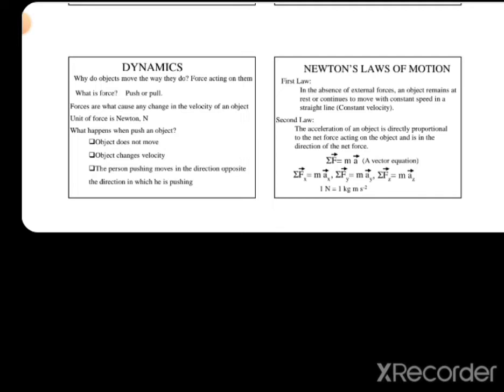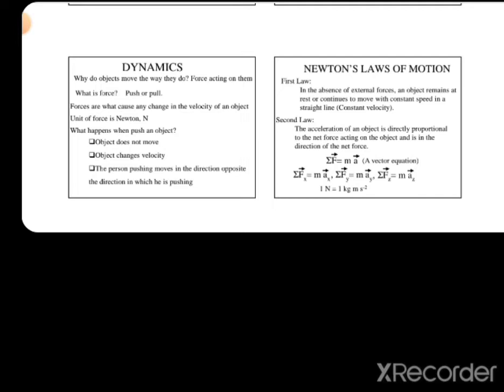Now, this is the law of inertia. The second law of motion is that the acceleration of an object is directly proportional to the net force acting on the object, and it is in the same direction as the force. Let's assume that you are pushing your pen. Your pen is resting there. We are saying that the more force you apply, the more acceleration. So the increase in force is the increase of acceleration.